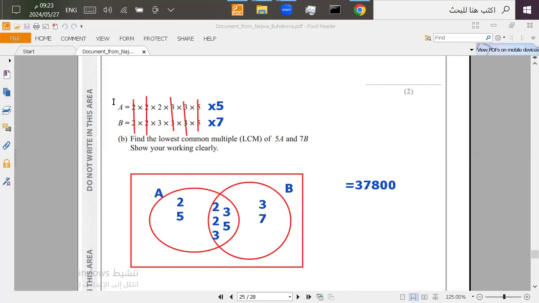So remember, first we take the common ones and put them in the middle of the Venn diagram because these are common between A and B. Then we put what we left in the numbers around them. And then we multiply all of them together to get the lowest common multiple. Now let's move on to the next question.